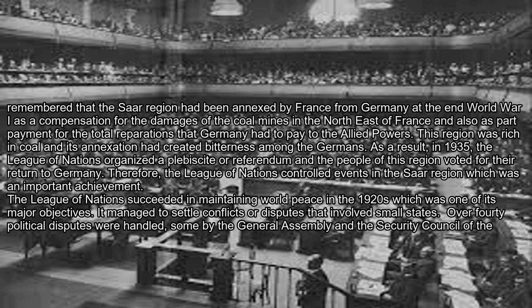The League of Nations succeeded in maintaining world peace in the 1920s, which was one of its major objectives. It managed to settle conflicts or disputes that involved small states. Over 40 political disputes were handled, some by the General Assembly and the Security Council.